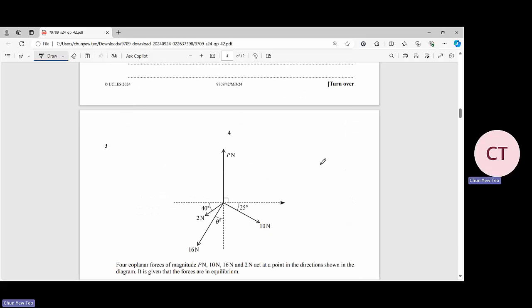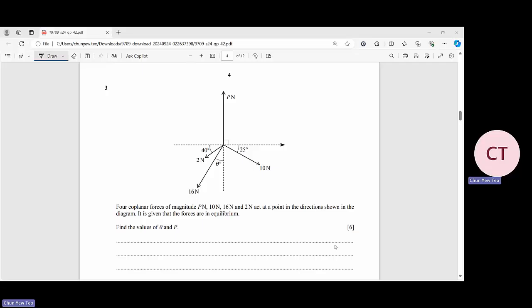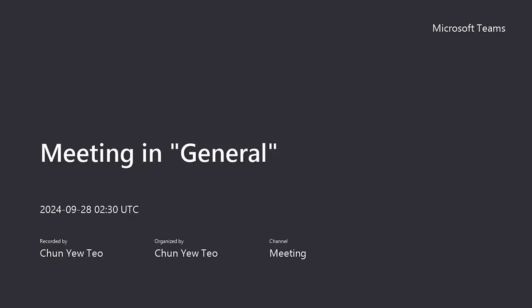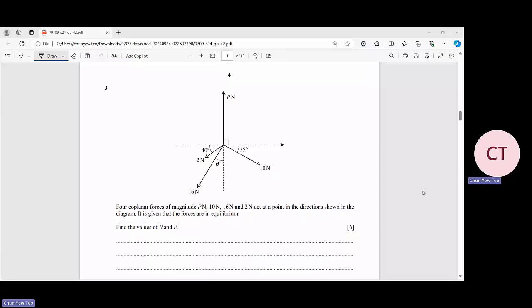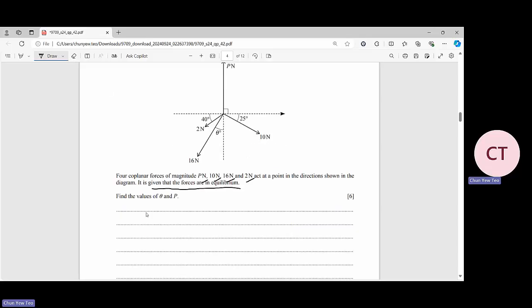Okay, moving on, we have question number 3. Now we take a look at question number 3. We have a diagram over here. 4 planar forces of magnitude P N, 10 N, 16 N, and 2 N act at a point in the directions as shown in the diagram. It is given that the forces are in equilibrium. Since they are in equilibrium, if you resolve the forces vertically and horizontally, the sum of the vertical forces and the sum of the horizontal forces will be equal to 0. Okay, so we just do it.